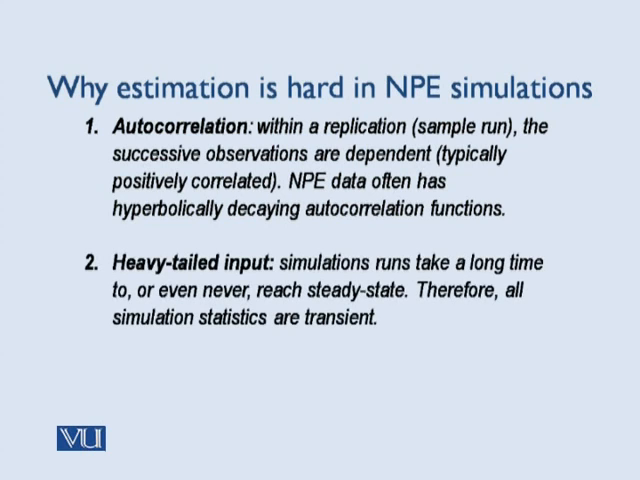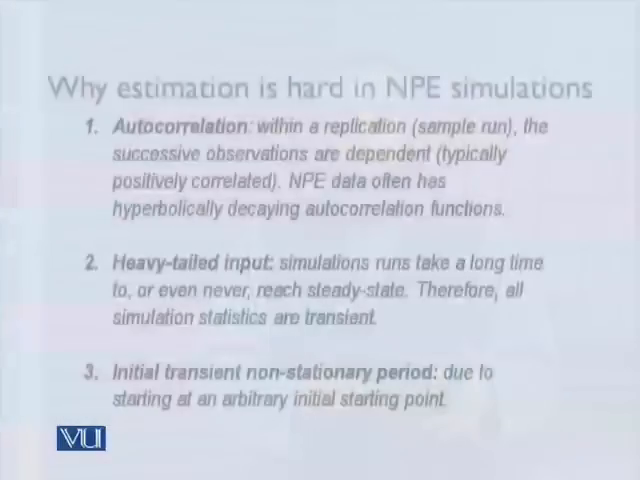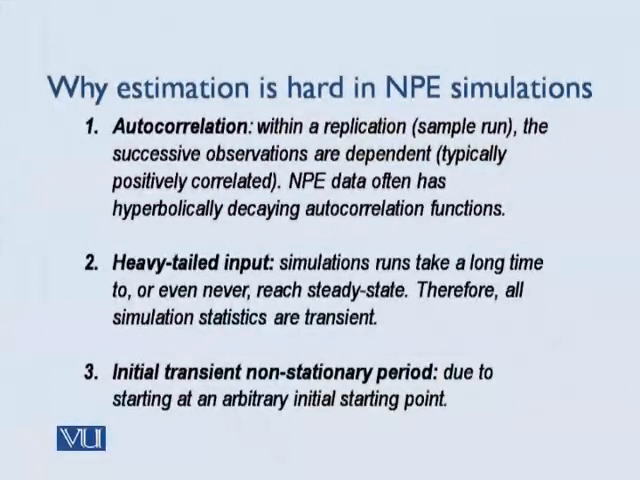The second important aspect is the presence of heavy-tailed input. Because if you have a lot of variance in the input model, the output model is also going to have a lot of variance. One practical consequence of this is that it takes a very, very long time for the simulation output to reach the steady state. So you would be in the transient state for most of the time, and when you are in the transient state, the distributions have not converged to the steady state distribution, and any estimation done in the initial transient phase will not be an accurate depiction of the true parameter that is going to manifest itself in the steady state.